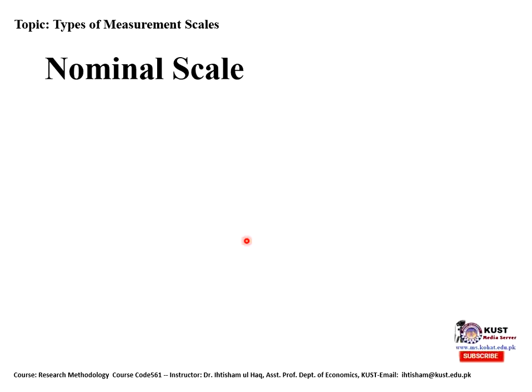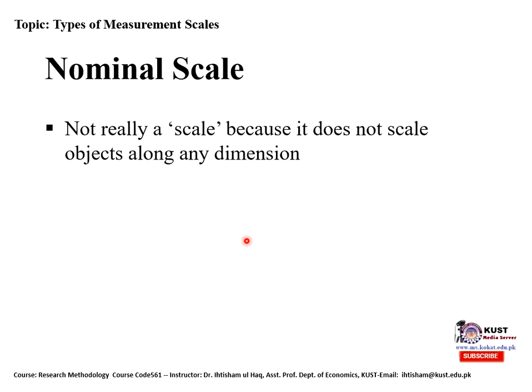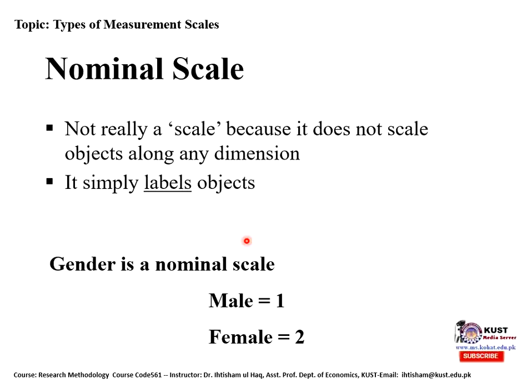Now if we want to learn about nominal scale, it's not basically a scale. It is not done on any dimension, or it is not to scale any object along any dimension. Instead, it is just labeling of the objects for simplicity. For example, gender is a nominal scale, and you can assign 1 for male and 2 for female, or say you can assign 0 for male and 2 for female. So gender is a nominal scale.